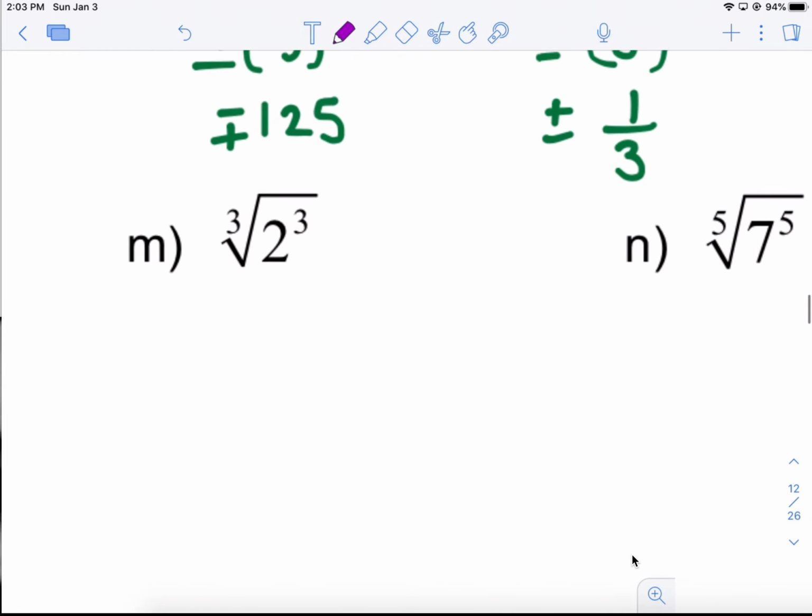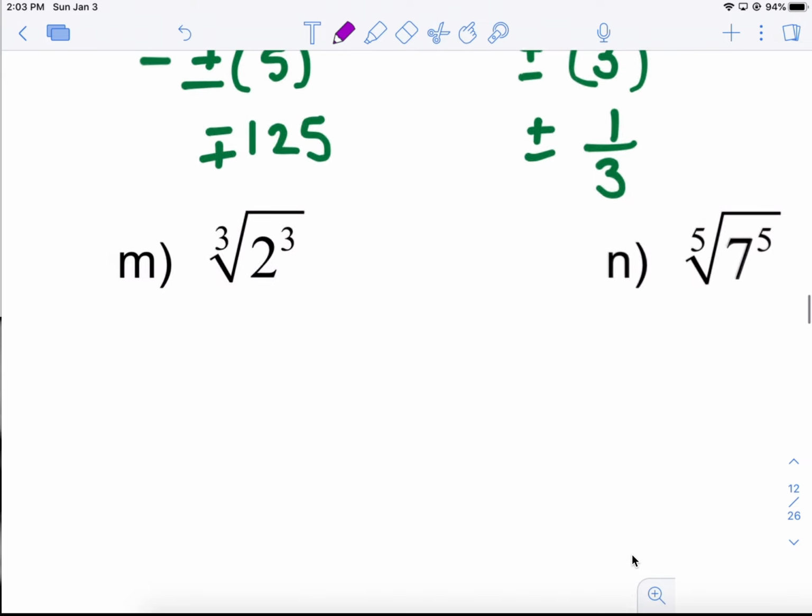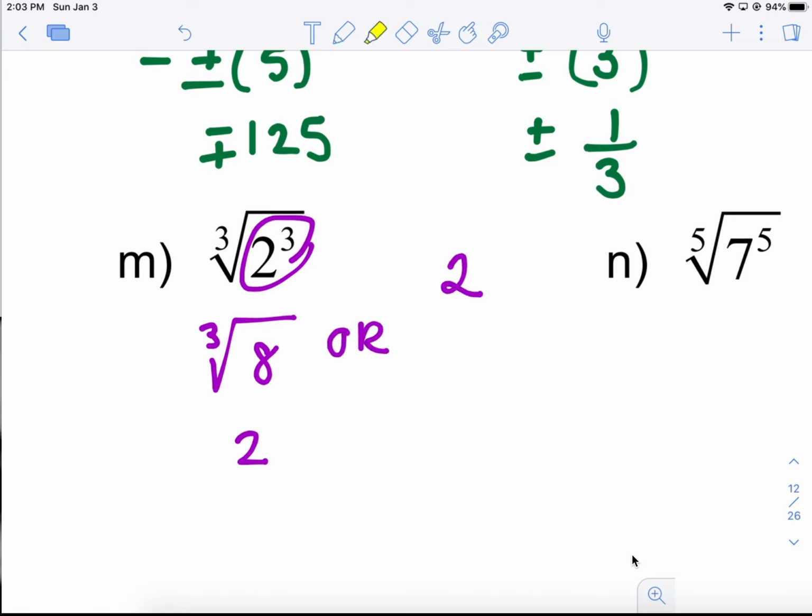Last 2 problems. All right, this one, I think it would make more sense to rewrite it as one full piece. So I'm going to show you this 2 different ways. One, I can't cube root 2, so it does make sense to do the exponent first. 2 to the third power is 8. And then the cube root of 8 takes me to 2. Another way you could do this is you could rewrite it as 2, putting your index as the denominator.